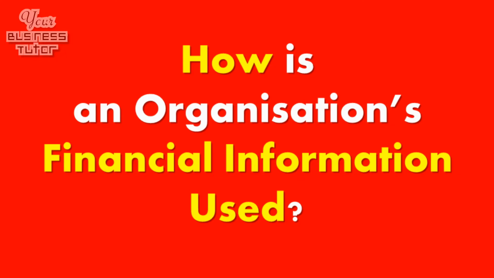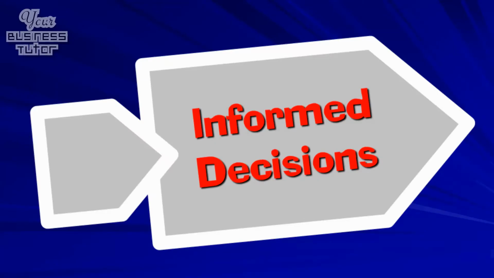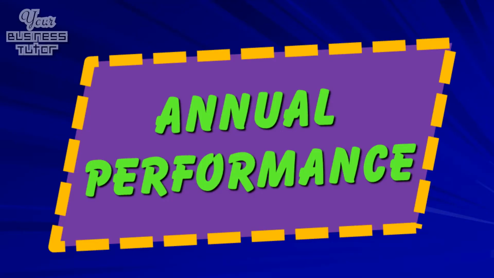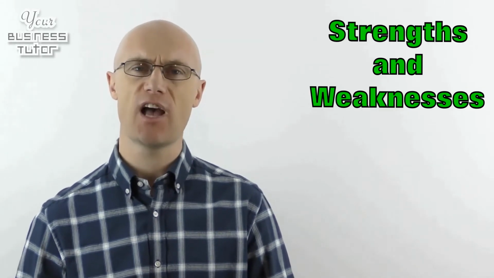Okay, let's now move on to our last question and ask, how is an organisation's financial information used? The stakeholder that uses an organisation's financial information most are managers. This is because managers are not just judged on the financial performance of the business they run, but also require this information to help them make informed decisions. For example, managers will use information from the business's income statement and statement of financial position to evaluate annual performance, but also to compare one year to another to identify strengths and weaknesses.